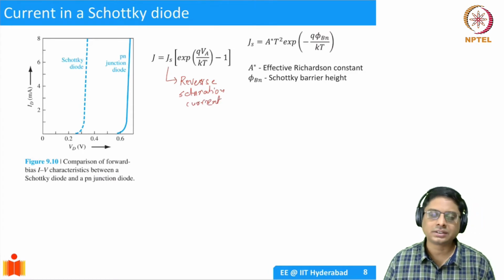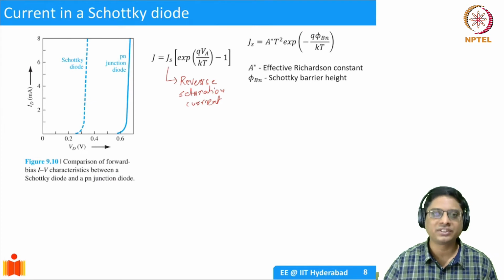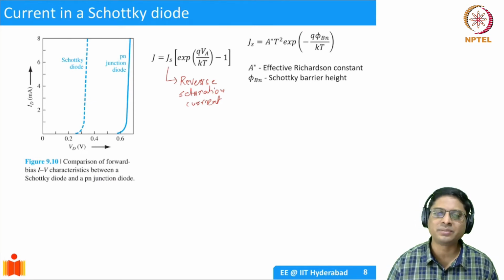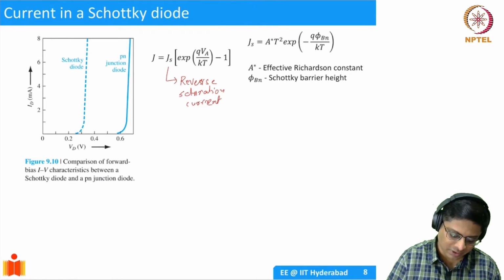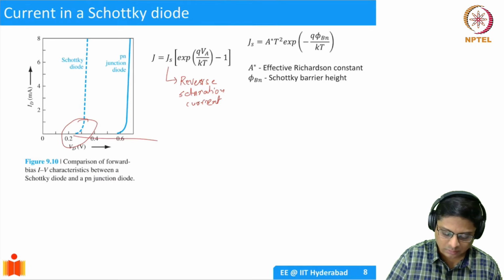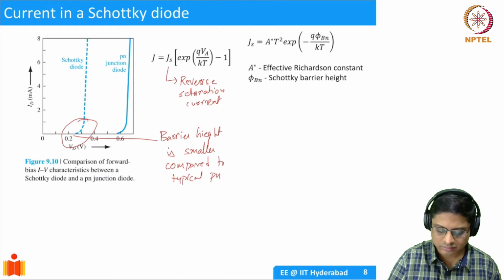And the exponential behavior is common. So in forward bias, they look very similar. The IV characteristics look very similar. The only difference is that the barrier height is much lower here, typically in the 0.2, 0.3 range. The barrier height is smaller compared to typical PN junction diodes.